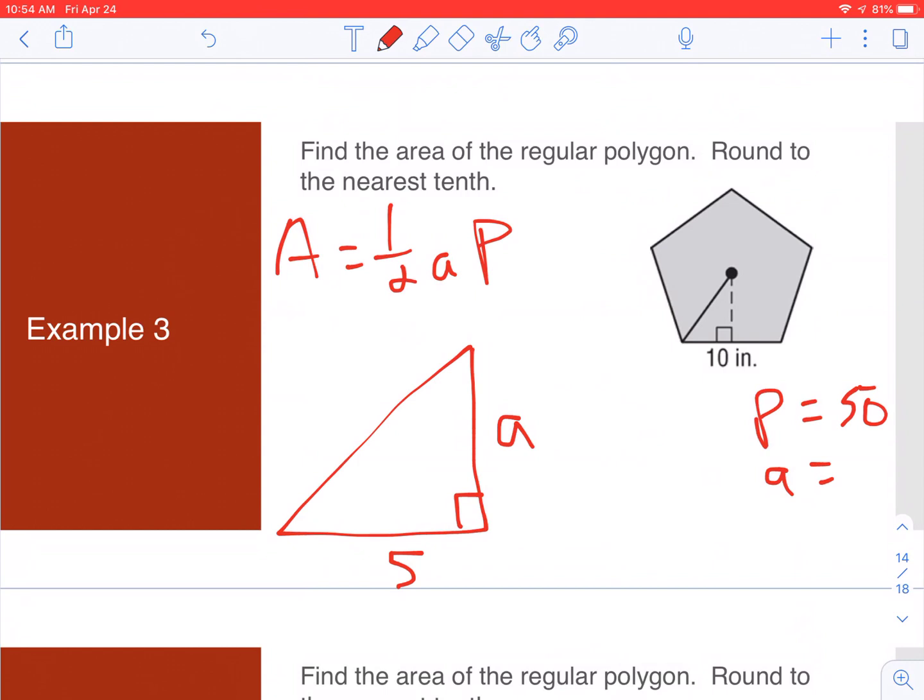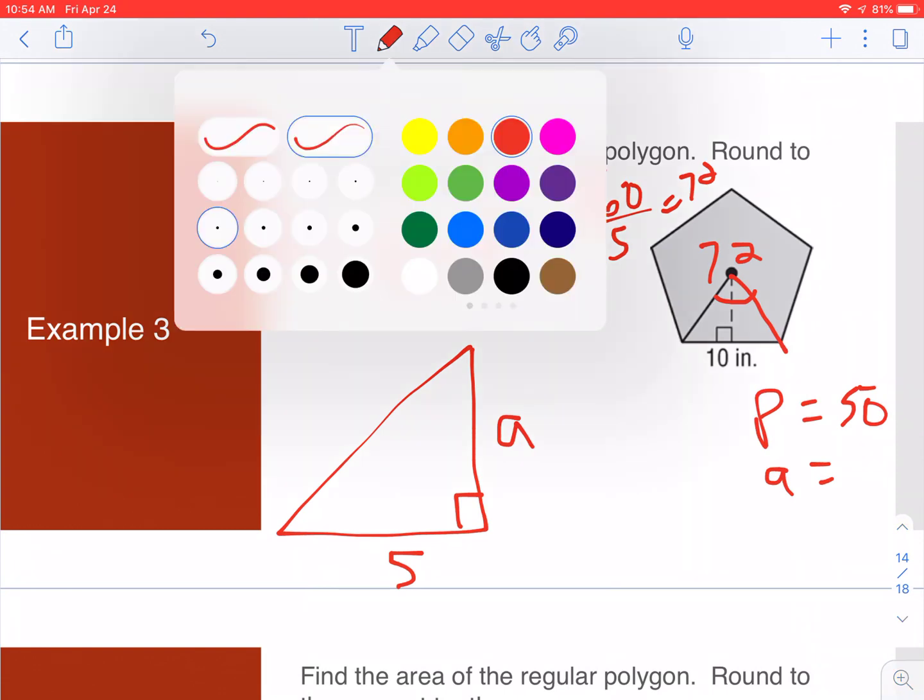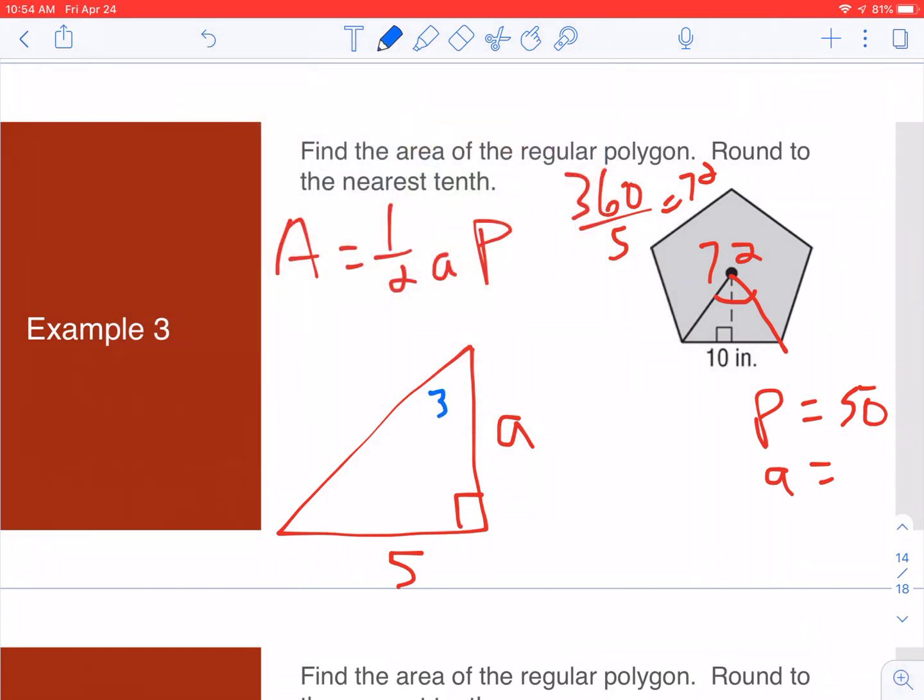So if you guys look back over at the pentagon, I can draw a line there. I can find my central angle. 360 divided by 5 equals 72. So 72 is this whole angle here. If I cut that angle in half, then I know that this angle is 36. And now I have my triangle to find some trig.